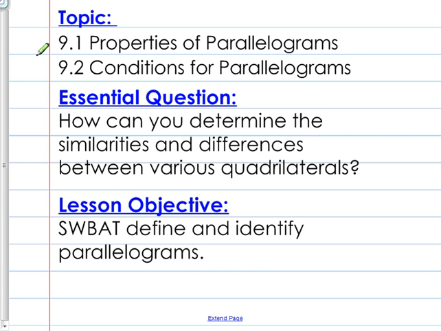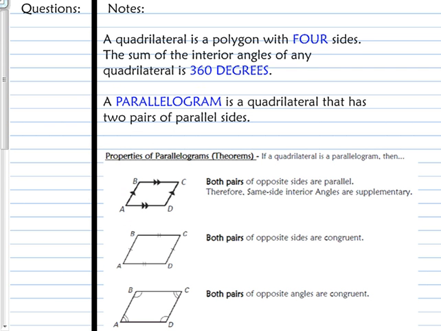Welcome back, Geometry Scholars. Today's lesson is on properties of and conditions for parallelograms. Our essential question is how can you determine the similarities and differences between various quadrilaterals? And by the end of the lesson, I hope that you can define and identify parallelograms. Don't forget, as you are watching this lesson, if you have any questions, to write them on the margins.